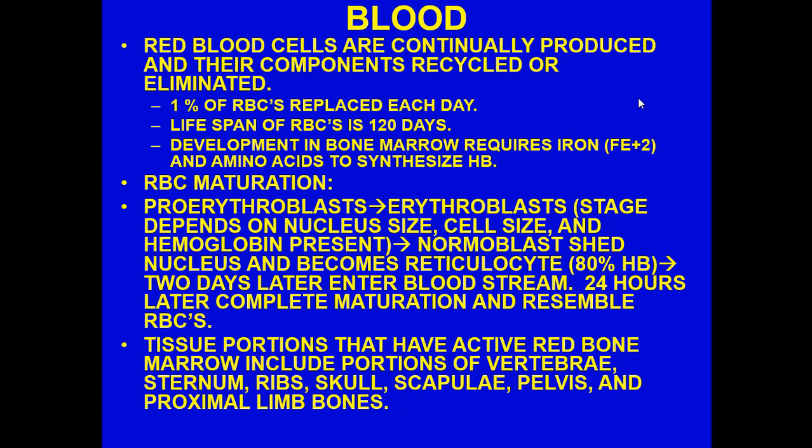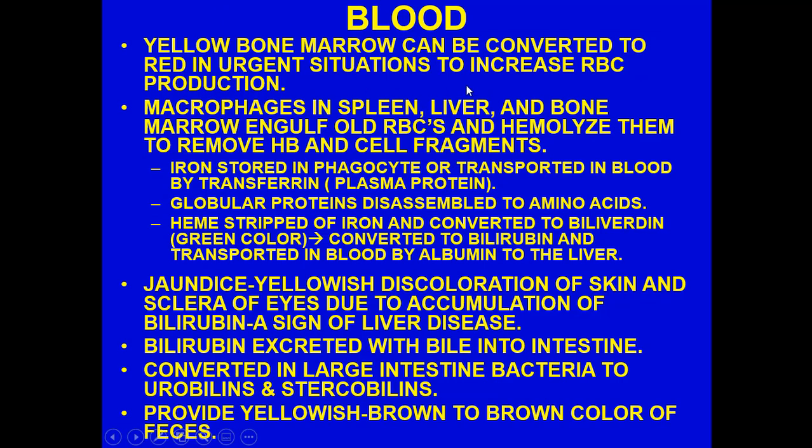Tissue portions that have active red bone marrow include portions of the vertebrae, sternum, ribs, skull, scapula, pelvis, and proximal limb bones. Yellow bone marrow. Now, I've always taught red bone marrow is actively producing blood cells. Yellow bone marrow looks more like yellow chicken fat. It's inactive, but it can be converted. And it can be converted to red in urgent situations to increase RBC production.